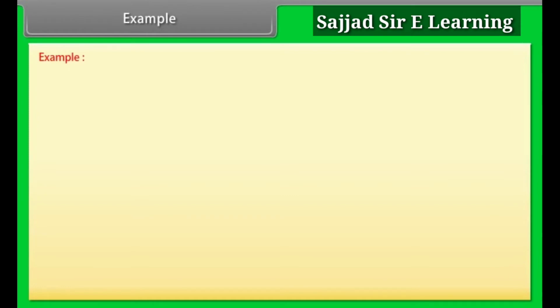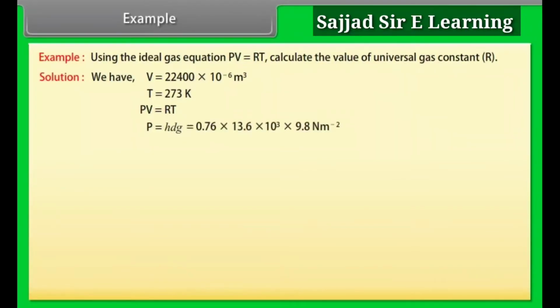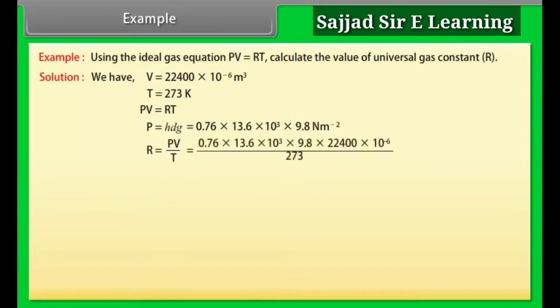Example. Let's take an example of kinetic theory of an ideal gas. Using the ideal gas equation, PV = RT, calculate the value of universal gas constant. Let's see the solution. We have V = 22,400 × 10^-6 m³, T = 273 Kelvin, PV = RT, P = hρg. Now, we calculate the value of R by putting the values. R = PV/T = 2 calorie per mole per Kelvin.